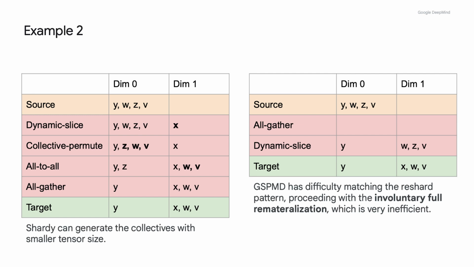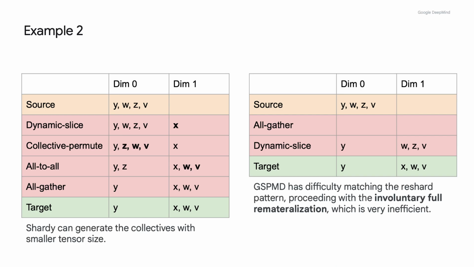The second step is to use the collective permute to reorder the sharding axis in the same dimension. We reorder the shardings along the first dimension. The input is WZB, and after the reordering, we get ZWB. With all-to-all, we move the W and V from dimension 0 to dimension 1. Finally, with the all-gather, we remove the sharding axis Z along dimension 0. Shardy can have this schedule and generate the collectives with smaller tensor sizes.